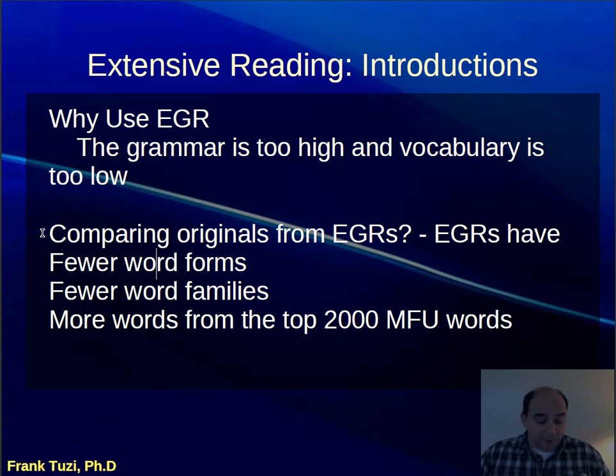So if you compare the original text and the graded reader text, you're going to find some differences. Take, for example, The Grapes of Wrath, which was at one time a novel. You take that story and you write it down so that the grammar is easier, and you write it down so that the vocabulary is lower. So there are fewer forms, okay, and there are fewer word families.